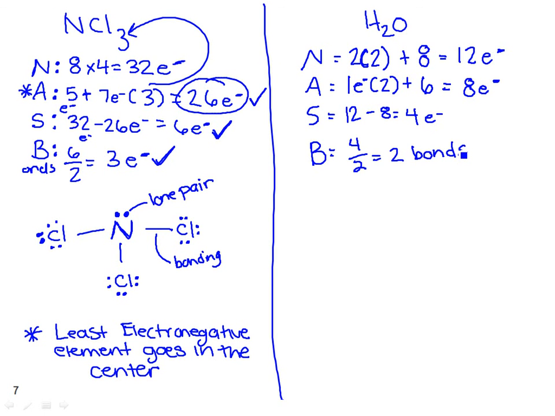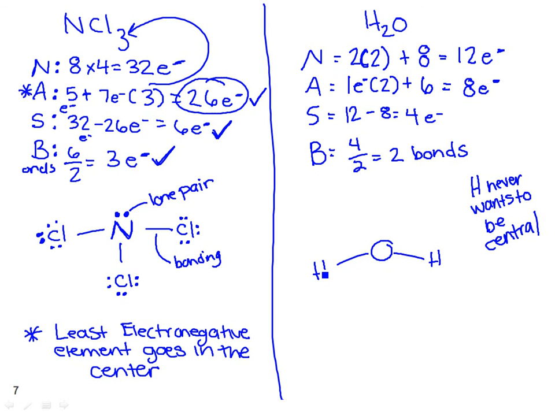Okay. So hydrogen never wants to be in the middle. Hydrogen never wants to be the central atom, because it only wants 2 electrons. It doesn't want any more than that. So oxygen is going to go in the middle. We have 2 bonds, which makes sense here. We've got to have 2 hydrogens.